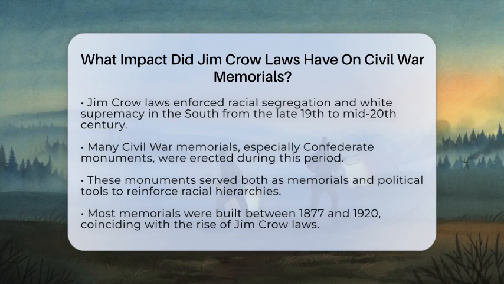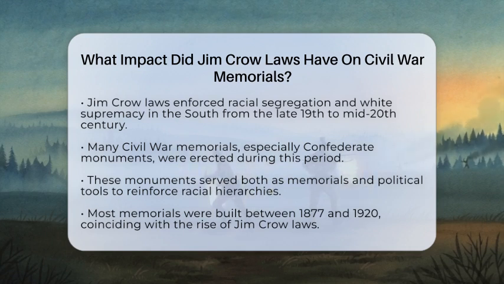Jim Crow laws enforced racial segregation and white supremacy in the South from the late 19th century into the mid-20th century. During this time, many Civil War memorials, particularly Confederate monuments, were erected. These memorials were not just about remembering the Civil War. They also served a political purpose.